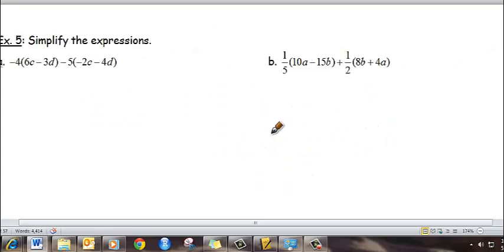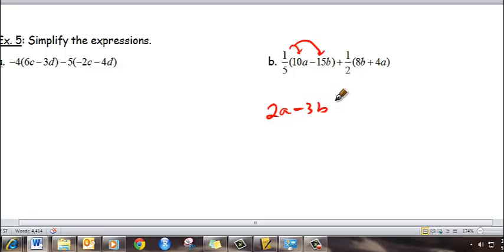Alright, so for simplifying these expressions, I'm going to do the tougher one and leave you the easier one to practice with. Basically you want to combine like terms, but you got to distribute whatever's out front first. So we're going to distribute this 1/5 into each of these. Now, the way you want to think about this is we're multiplying by 1 and then dividing by 5. So 10 times 1 is 10, divided by 5 would be 2. So that's 2a. 1 times 15 is 15, divided by 5 would be 3, so minus 3b.